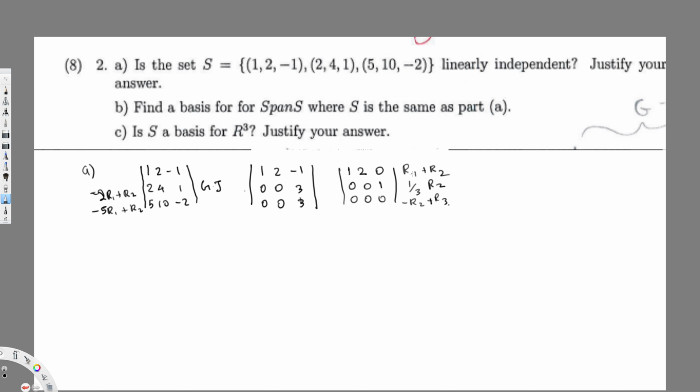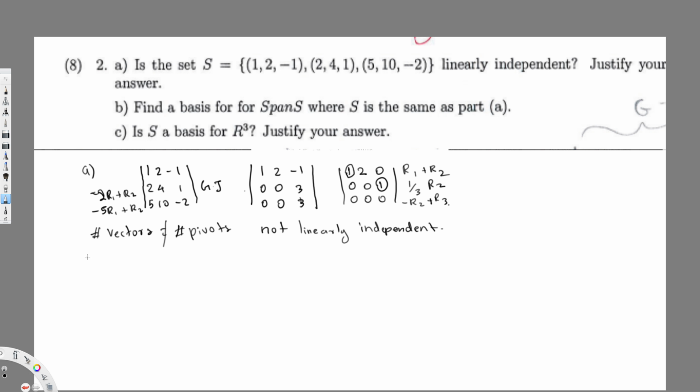From this one you can see this has two leading ones, which means we can call them pivots. So two leading ones, and we have three vectors. The rule is, for the vectors to be linearly independent, the number of vectors should be equal to the number of pivots. In this case we have only two pivots but three vectors, so these are not equal, therefore this is not linearly independent. So this is the answer for the first question.